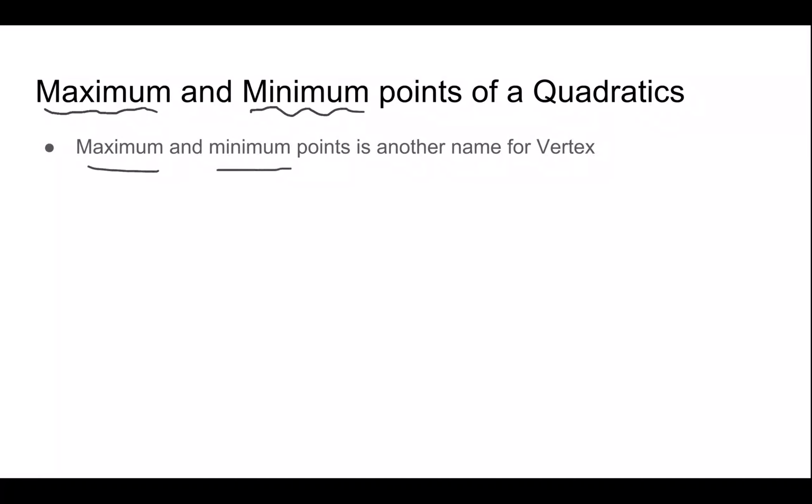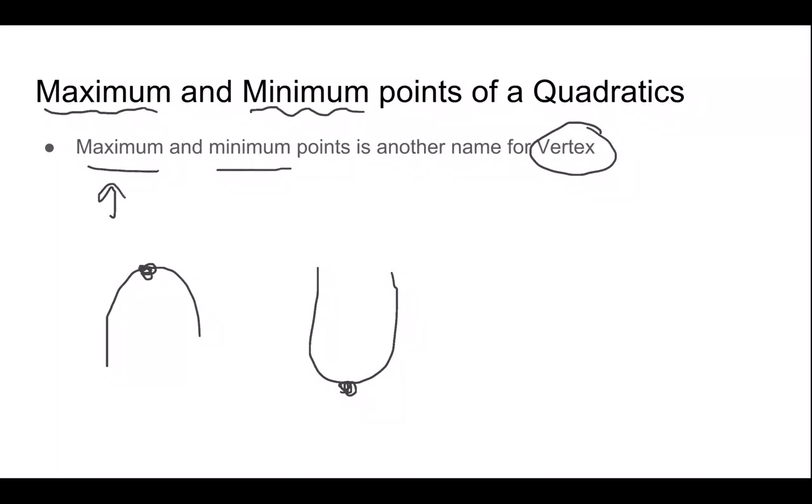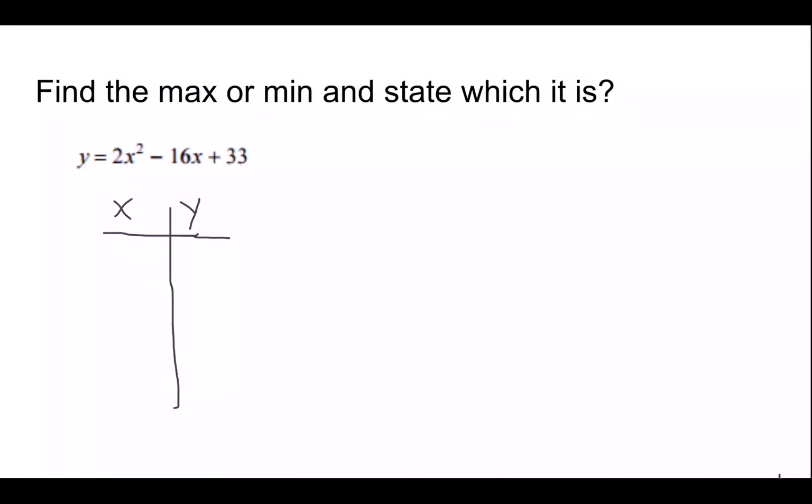So maximum and minimum is just another name for the vertex, because maximum would be the biggest point and minimum would be the smallest point. So quadratics can only have either a max or a min. They can't have both. So we're going to look through a couple of these problems and try to find the max and the min. For this first one, we're going to find if it has a max or a min, and state what it is.